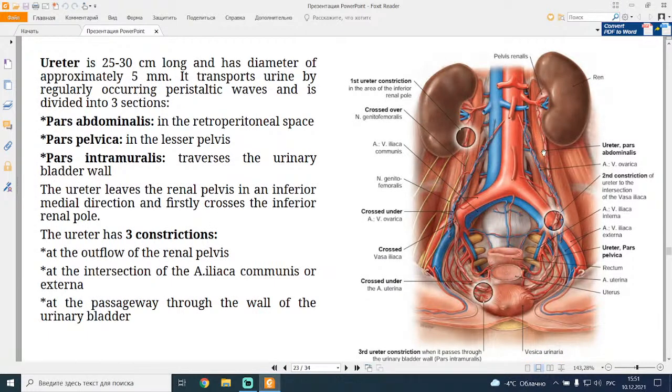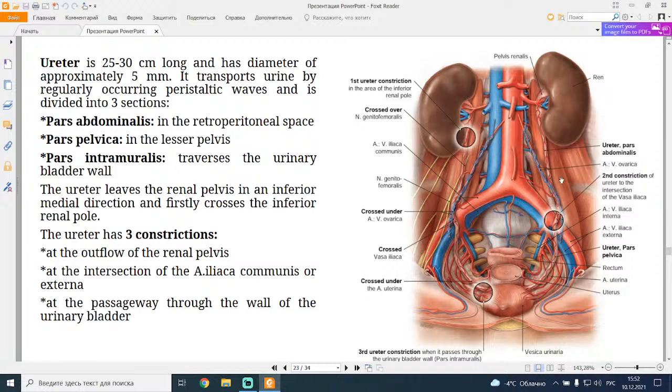Urethra is 25-30 centimeters long and has a diameter of approximately 5 millimeters. It transports urine by regularly occurring peristaltic waves and is divided into 3 sections: pars abdominalis, pars pelvica, and the pars intramuralis.